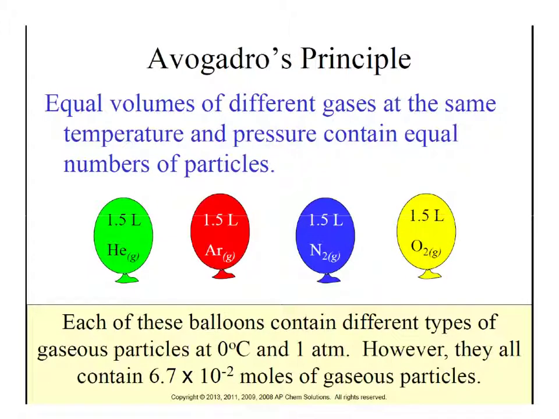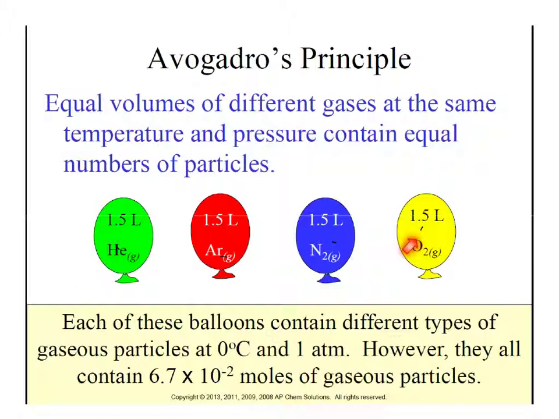Okay, a new gas principle to AP chemistry is Avogadro's principle. And this, as you expected, deals with Avogadro's number, or the number of particles inside of a gas. So equal volumes of different gases at the exact same temperature and pressure will contain an equal number of particles regardless of the molecules. So if we have 4 balloons here, all of them that have 1.5 liter capacity, and they contain different gases, helium, argon, nitrogen, and oxygen. They will have the exact same number of particles.